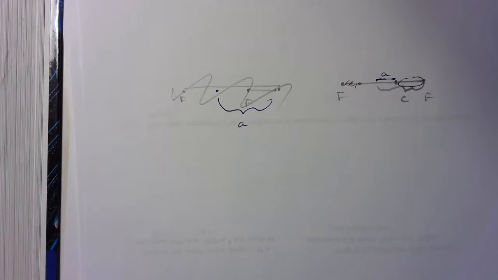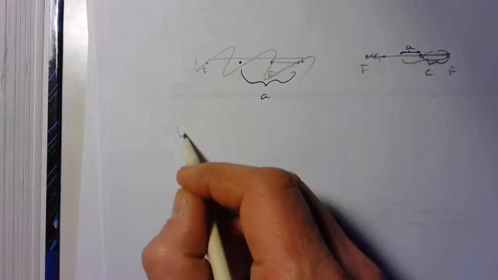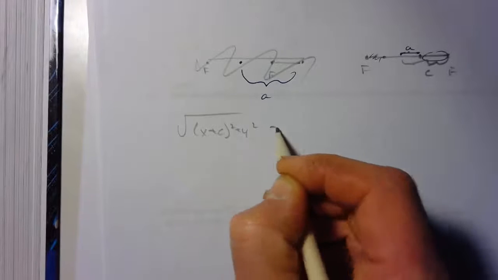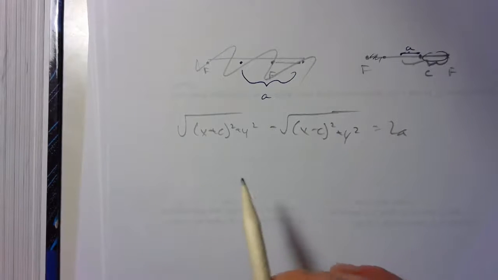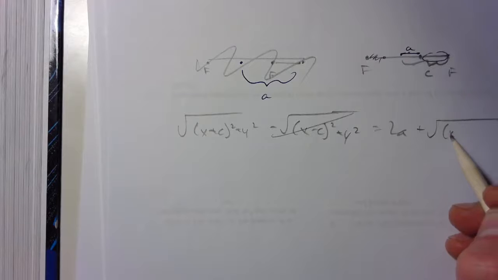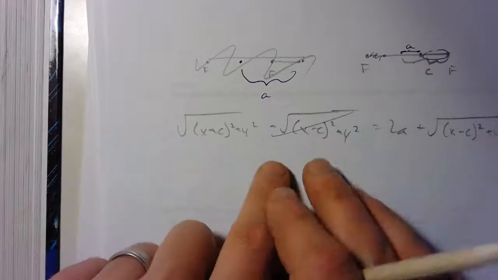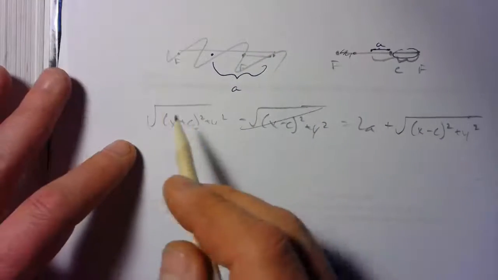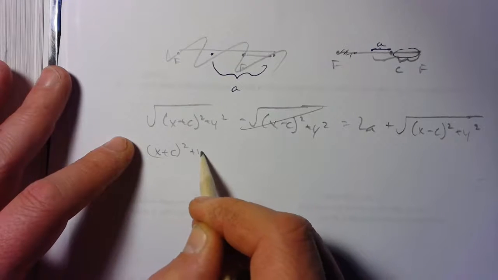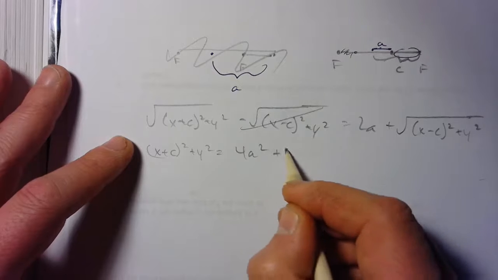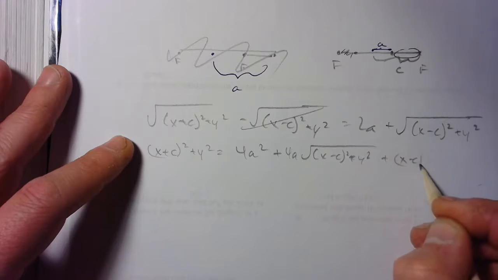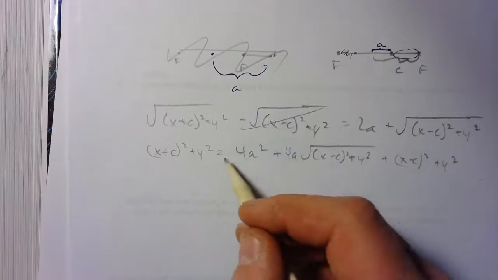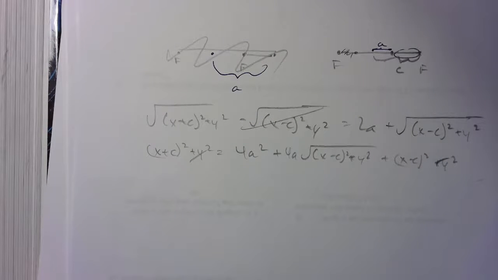So B is saying, if you have this equation, let's solve for it by adding this quantity to both sides. And then we're going to square both sides. So we move this over so that there's only one radical on this side. If we square it, the radical is going to go away. So 4a squared plus 4a times the radical, minus c squared plus y squared, plus x minus c squared plus y squared. And you're going to have some things canceling there. It says show all the results.